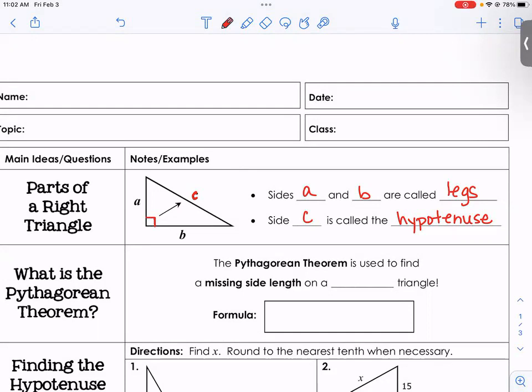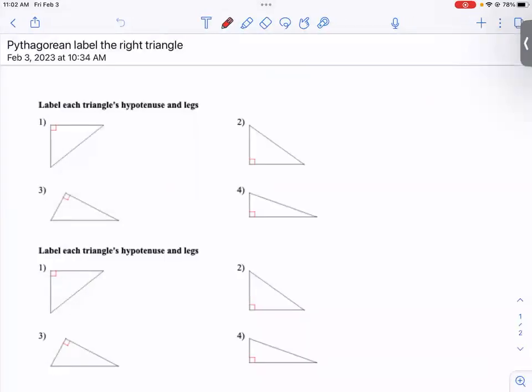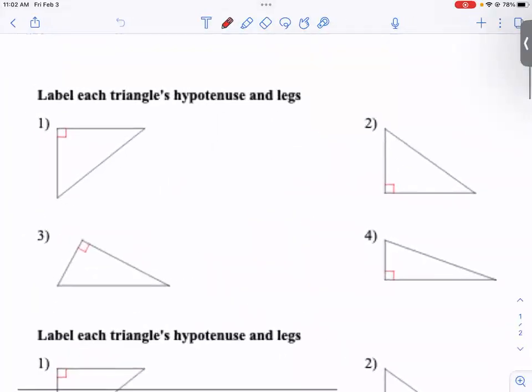So this is what I'm going to have you do. You have strips of paper at your table. Everybody grab one. There's 4 triangles. Can you please identify for me the hypotenuse and the legs? So what I want you to do is label the hypotenuse, and then label the 2 legs.